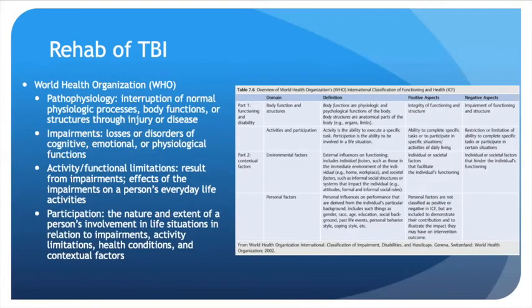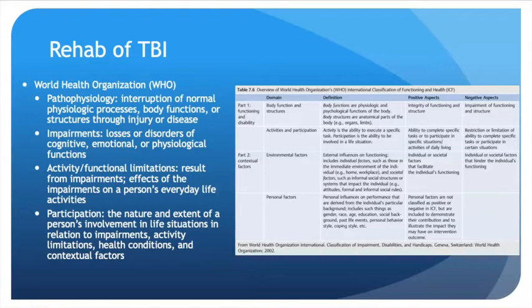We can also talk about the World Health Organization's definitions of pathophysiology, impairments, activity or functional limitations, and participation. Pathophysiology refers to the interruption of normal physiologic processes, body functions, or structures through injury or disease. Impairments are losses or disorders of cognitive, emotional, or physiological functions. Activity or functional limitations result from the impairments. So this is the result of the impairment.